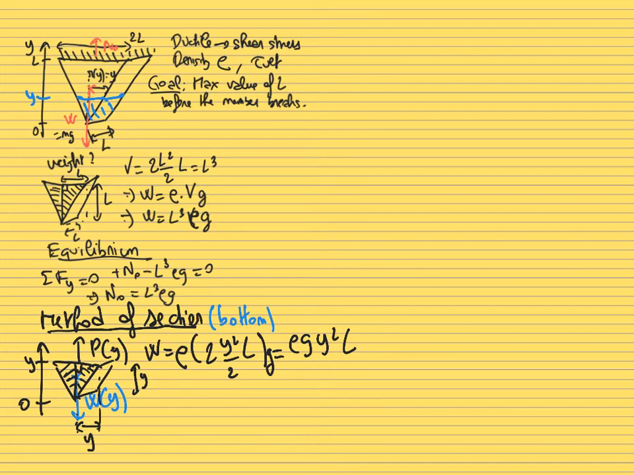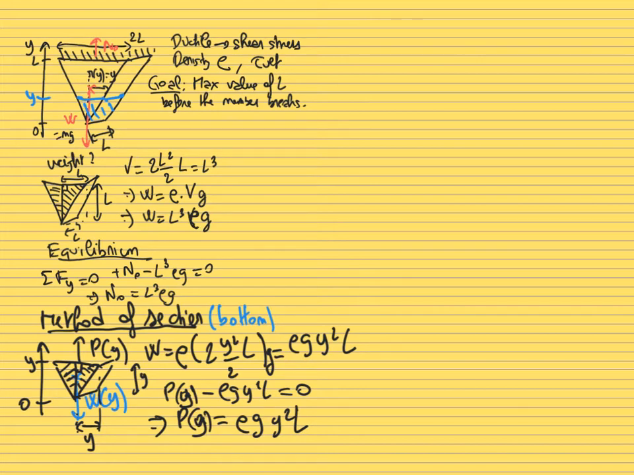We have the internal load. In this case, the internal load is pointing towards the positive x, so it has a positive projection. We need to add the weight. The weight is pointing downwards, towards the negative y, so it has a negative projection. And the sum of those two projections has to be equal to 0. So we find that the internal load, which is a function of y here, not a function of x, is equal to rho g y square L. So this gives us the value of the internal load.